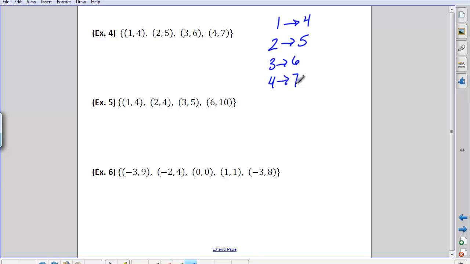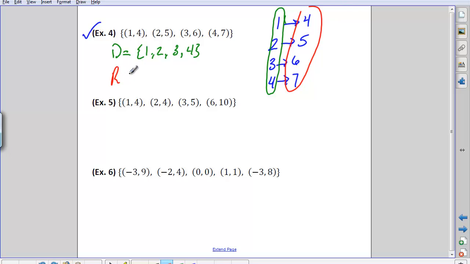Looks to me like each input has one output. So yes, that is a function. I'm just going to put a check mark by it because it is a function. Stating the domain and range. For the domain, again, domains are input values. Once we see that mapping there, we can see that 1, 2, 3, 4, those are the input values. Plain and simple there. We can look at 4, 5, 6, and 7. Those are the output values, so those are our range.